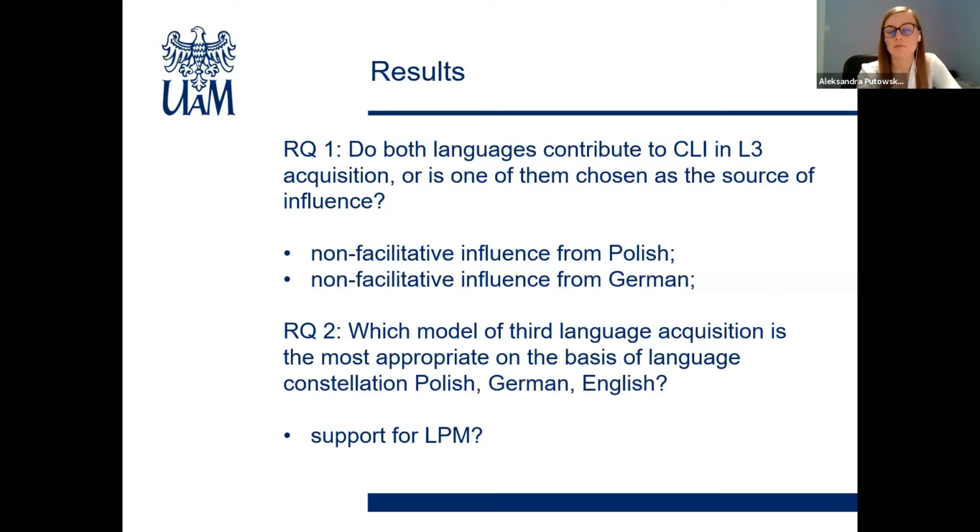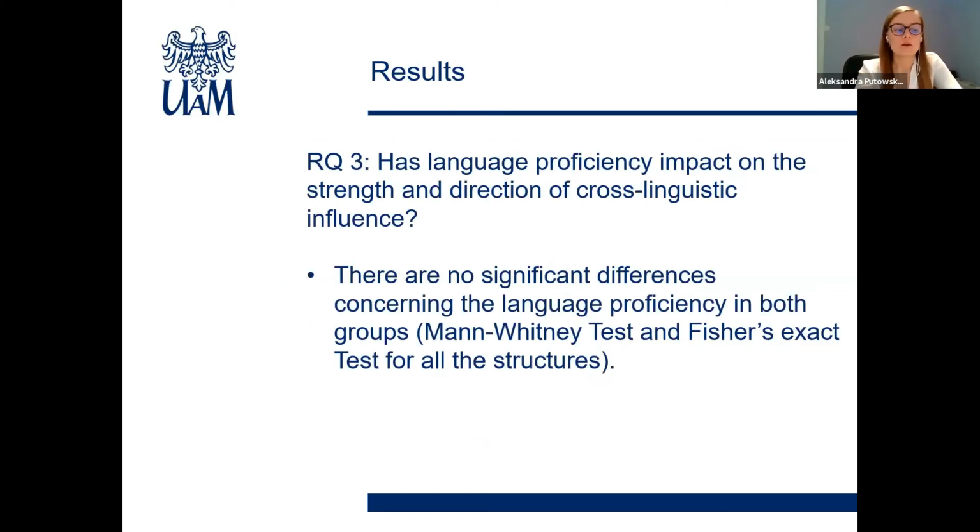Comparing the results to the assumptions of L3 acquisition models, we can suppose that the results give support for the linguistic proximity model. So structural similarity, or sometimes perceived structural similarity, plays the most important role, not the typology or L2 status. Of course, more research is needed to confirm this hypothesis. Answering the third question, there are no significant differences concerning the language proficiency in both groups. It could have been one of the factors, but in this study, it didn't turn out to be so.